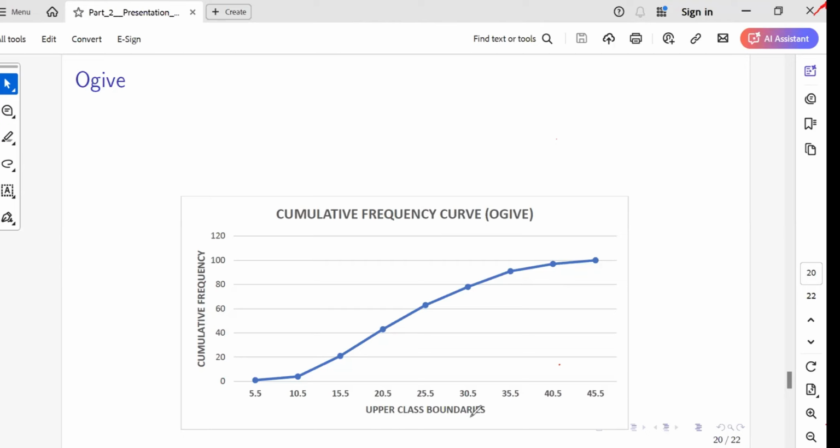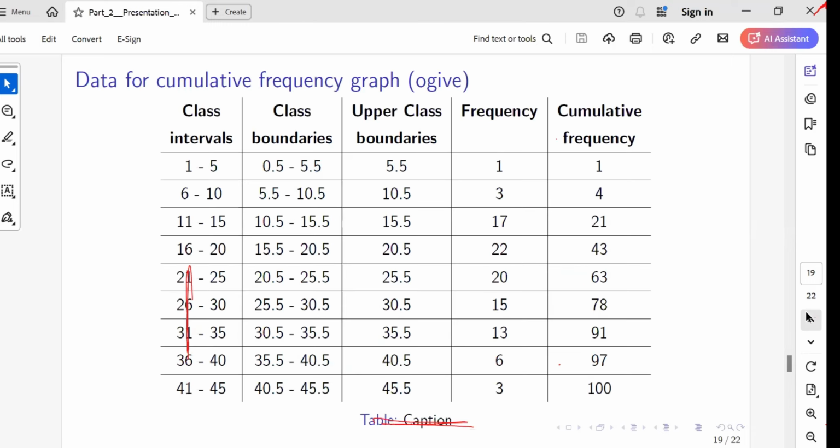Okay, then the cumulative frequencies. If you look at the table, you realize that the maximum number in the CFs was 100. So we labeled our y-axis well to be able to capture all that. We use the gap of 20, so 20, 40, 60, 80, 100, 120. So the first upper boundary was 5.5, okay?